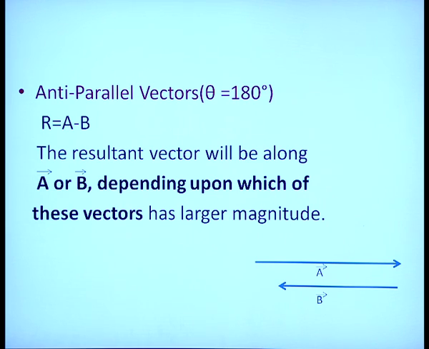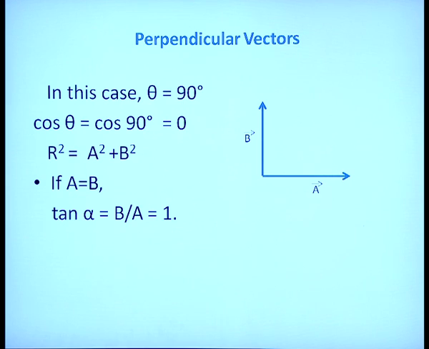In this case, vector A has larger magnitude, hence the resultant will be in the direction of A and the magnitude will be A minus B. In case of perpendicular vectors, the angle between the two vectors will be 90 degrees. That means theta equals 90 degrees. As you can see in the figure, here are two vectors A and B and the angle between them is 90 degrees.